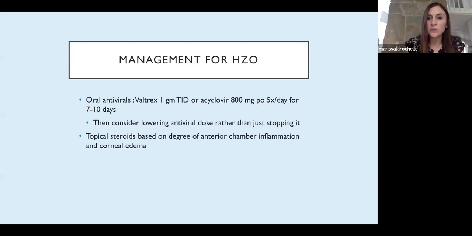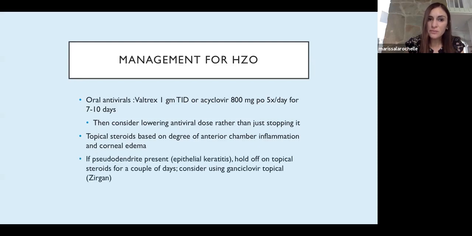I would use topical steroids based on the degree of anterior chamber inflammation and corneal edema. However, if there's epithelial involvement, such as a dendrite or pseudodendrite, sometimes I hold off on the topical steroids for a couple days, make sure that the epithelium's healing with the antivirals, and then a couple days later, add the topical steroids. You can also consider using topical ganciclovir.